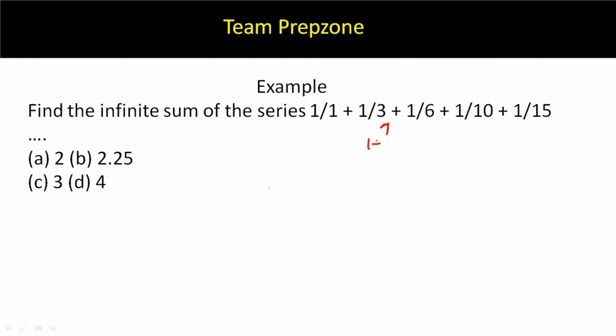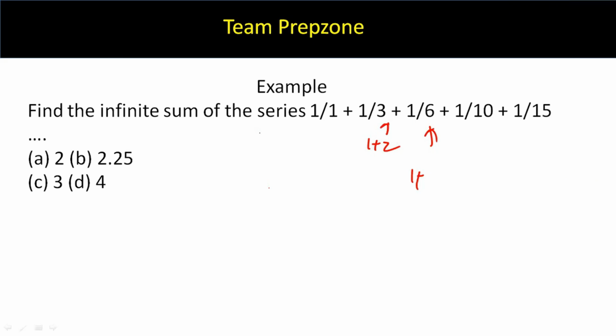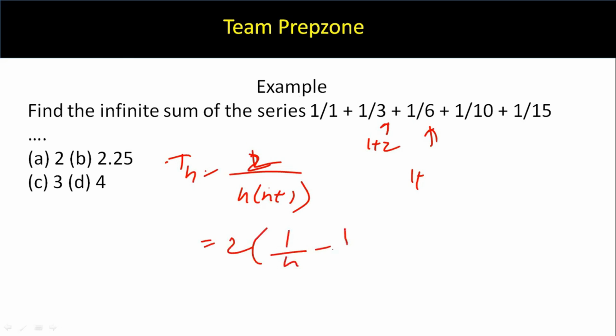What is this? 1 plus 2. What is this? 1 plus 2 plus 3. What is 10? 1 plus 2 plus 3 plus 4. What is 15? 1 plus 2 plus 3 plus 4 plus 5. Right? So Tn is nothing but 1 upon n(n plus 1)/2, which is nothing but 2 times (1 upon n minus 1 upon n plus 1). So again, same thing. You can apply summation on this. So this will come out to be 2.